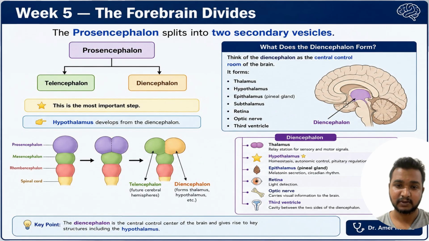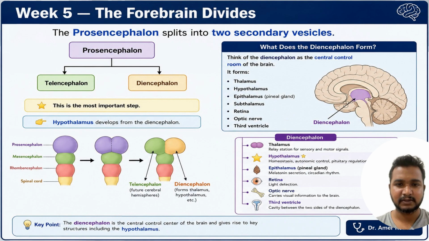Here's an easy memory trick. Think of the diencephalon as the control center of the brain. If a structure controls sensation, hormones, body temperature, or vision, it is very likely derived from the diencephalon. Remember this important fact. The retina and optic nerve develop from the diencephalon, not from the skin or peripheral nerves. I repeat, the retina and optic nerve are direct embryological derivatives of the diencephalon. This explains why the retina is actually considered part of the central nervous system.